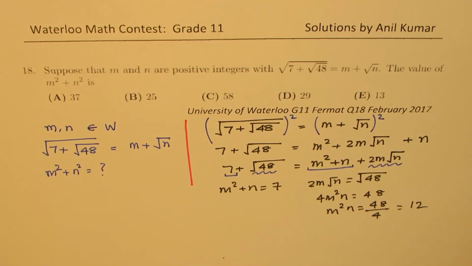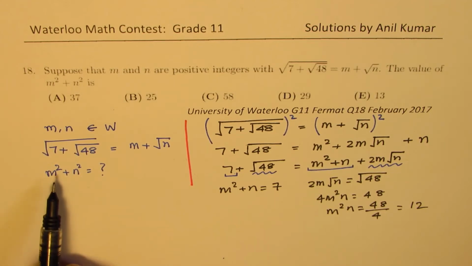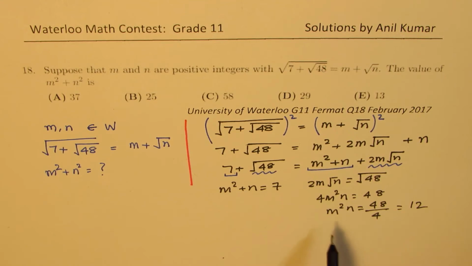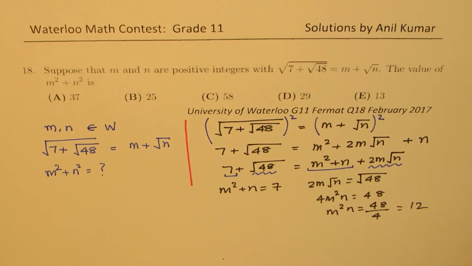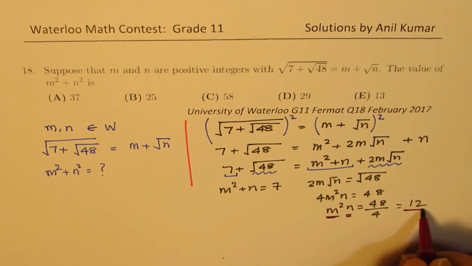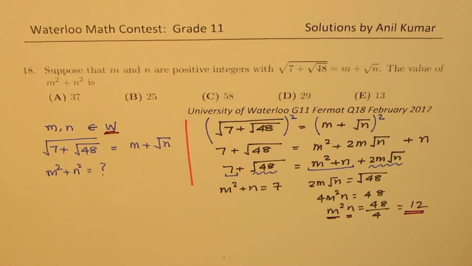So we get the value of m square n. We need to figure out what m square plus n square is, correct? Now, how do we find the answer? Well, it's not very difficult now. From these two conditions, we have a square and a number. When you multiply that, you get 12. So does it make some sense? Ring some bell? m square times n is 12. And we also know that these are whole numbers. So what could be the possible combination?